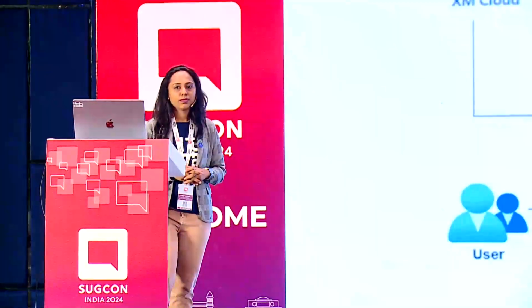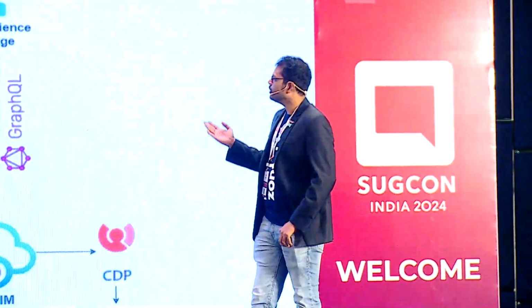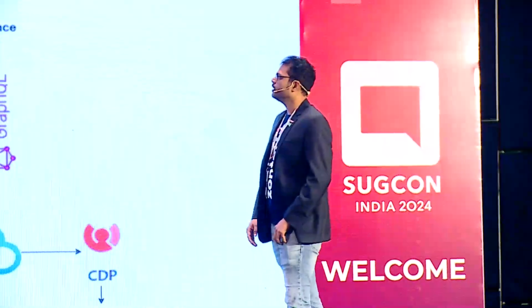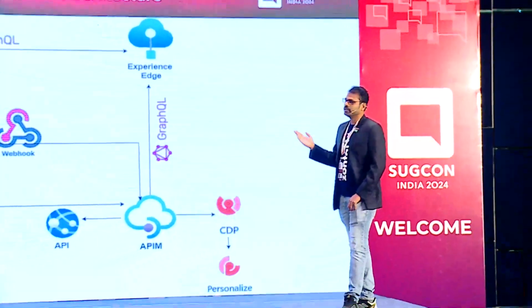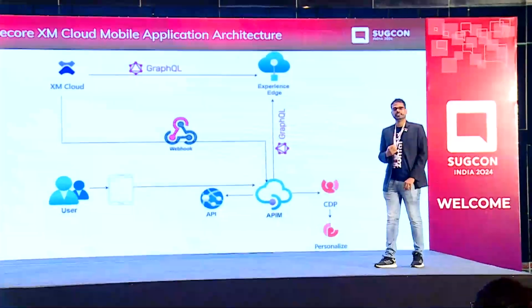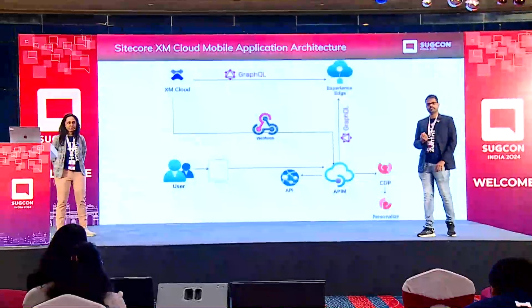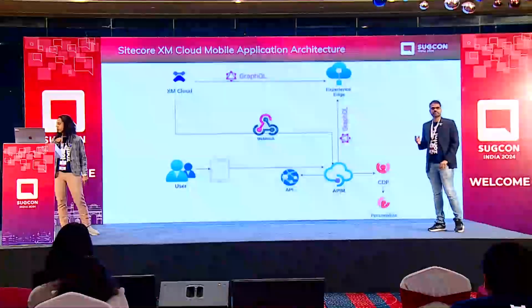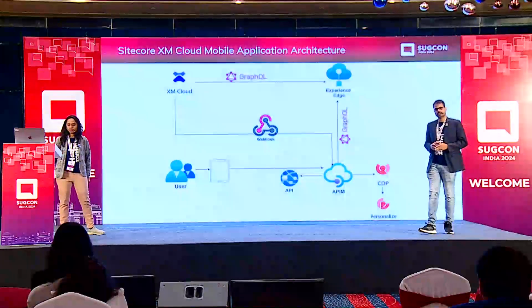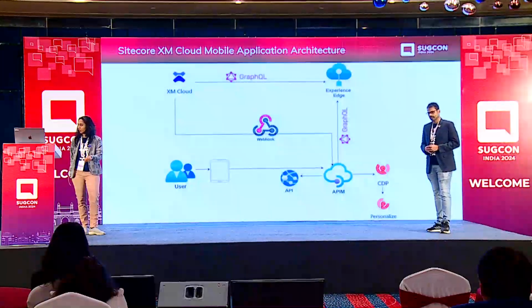Next, let's see the architecture. Let's dive into the architecture overview of XM Cloud with the mobile application. We created a simple architecture with the help of 5 important resources which will provide the best content experience to the end user. The first component is XM Cloud itself. It will provide all the content needs for the mobile application, such as pages, components, renderings, even settings, virtual items. It will also provide static or dynamic content. All the content needs will be provided from XM Cloud itself.